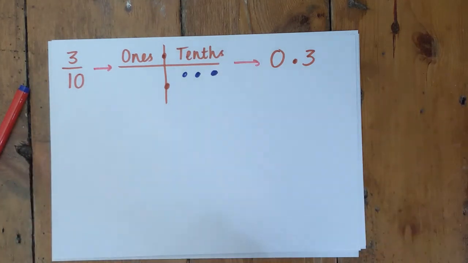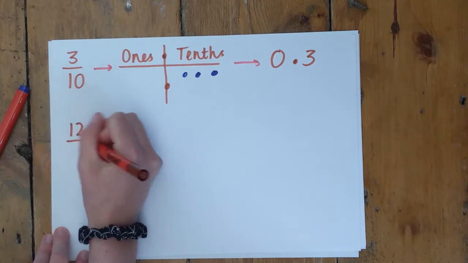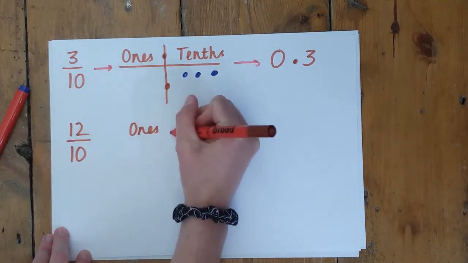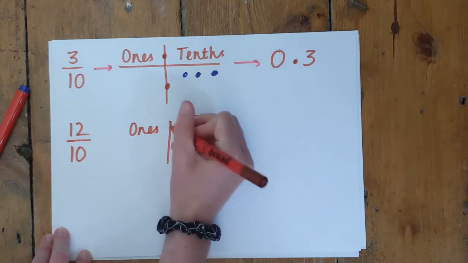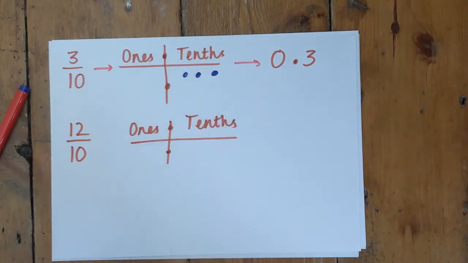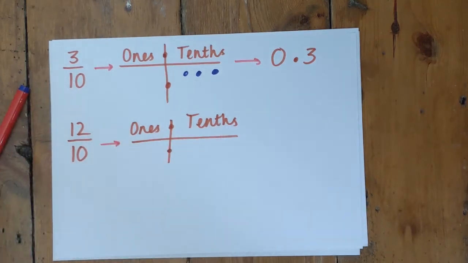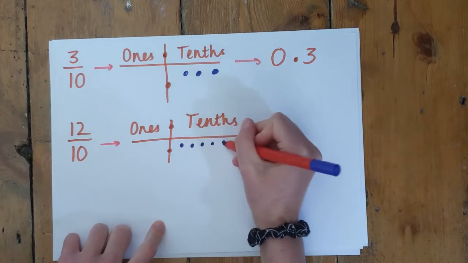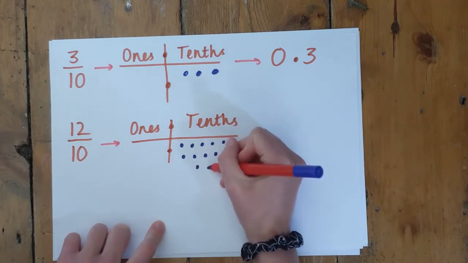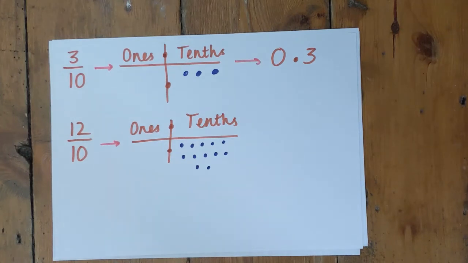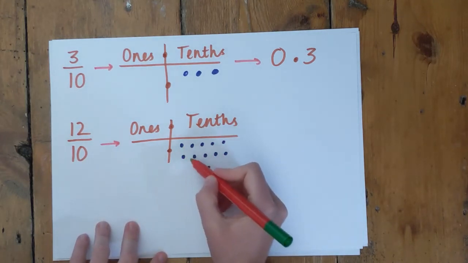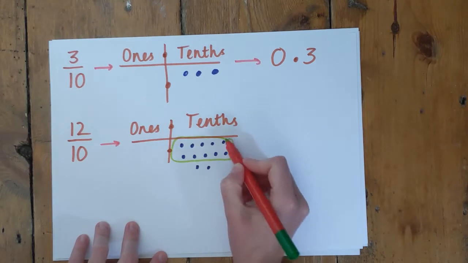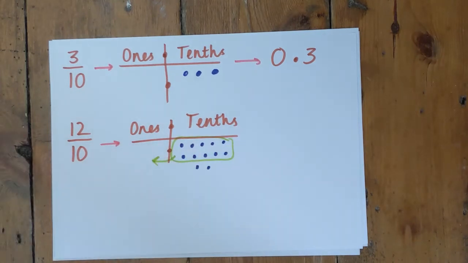Let's try a trickier one, because I think we can all do that easy peasy. This time I've got 12/10. Place value grid. 12/10. So first thing I do is I put my tenths onto there and I have 12 of them. So you can see if we were at school, we'd be doing this with all the counters and cubes and things. So in my tenths, I need to do 12. 1, 2, 3, 4, 5, 6, 7, 8, 9, 10, 11, 12. I have got way too many in there. We know that when we have 10 or more in one of our place value columns, we need to exchange. So I need to get 10 of them. 1, 2, 3, 4, 5, 6, 7, 8, 9, 10. And they need to exchange over here.